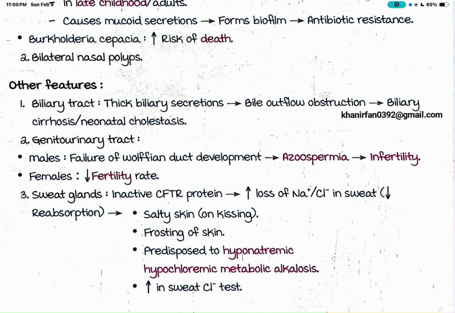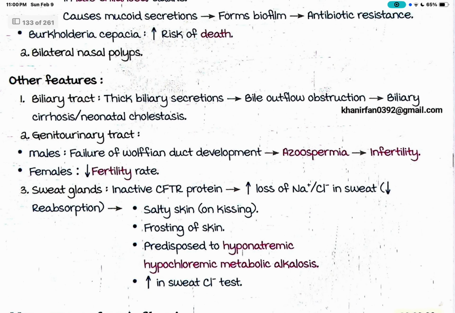Sweat glands: inactive CFTR protein causes increased loss of sodium chloride in sweat and decreased reabsorption. Salty skin on kissing, frosting of skin, predisposed to hyponatremic, hypochloremic metabolic alkalosis, and increased sweat chloride.